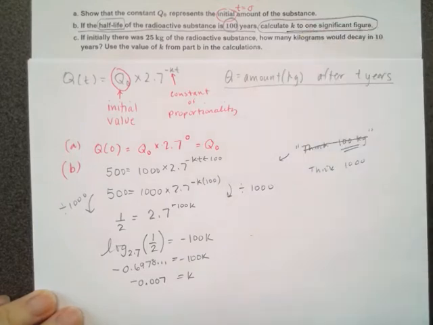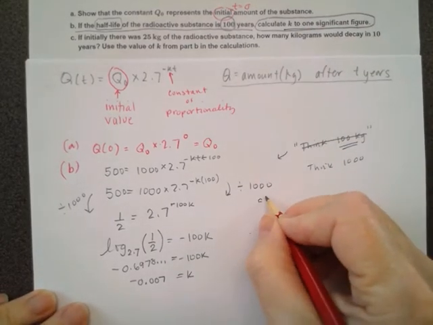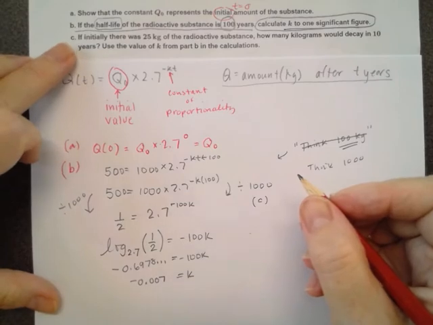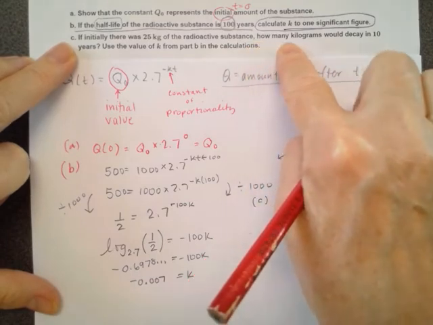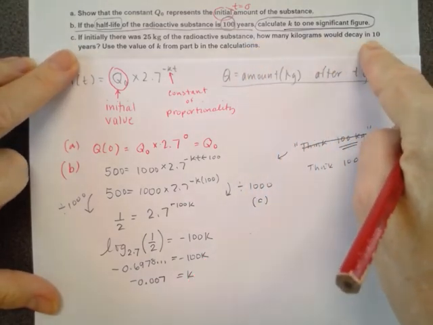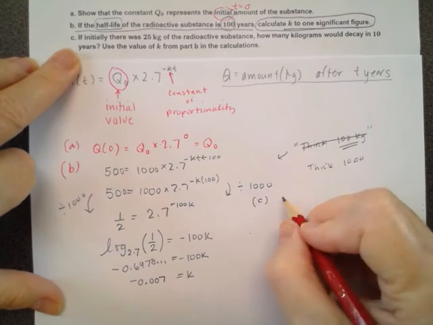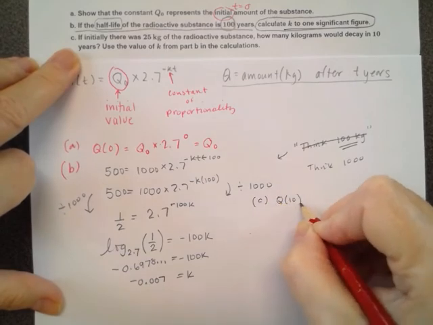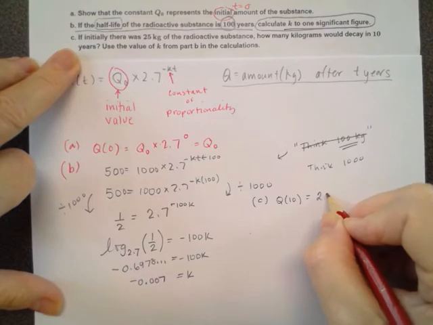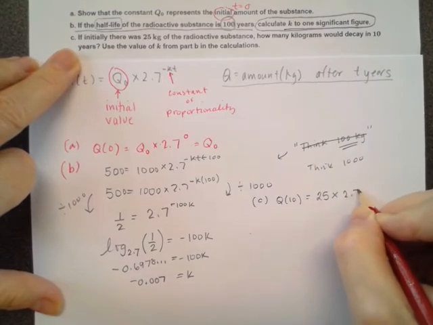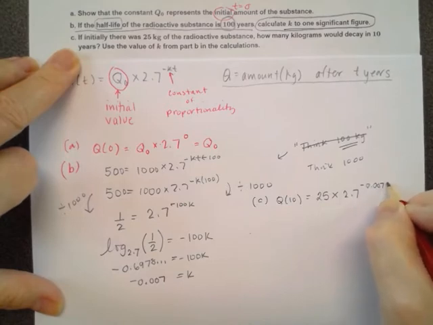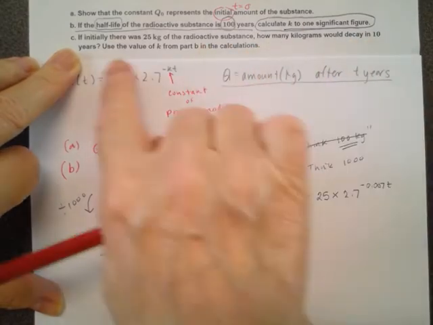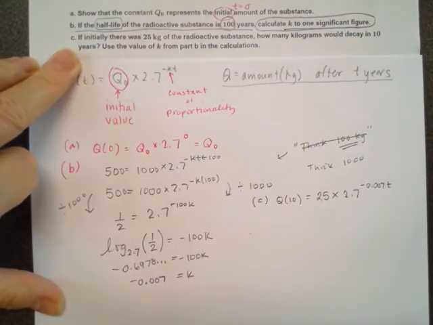Part C says, if initially, when T equals 0, there was 25 kilograms of the radioactive substance, how many kilograms would decay in 10 years? So after 10 years, I started with 25, and I know what K is: negative 0.007 T. How many kilograms would we decay in 10 years? And they say use the thing from part B, so I'm going to do that.